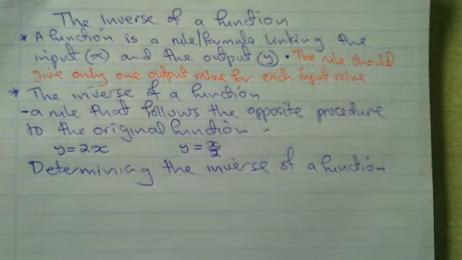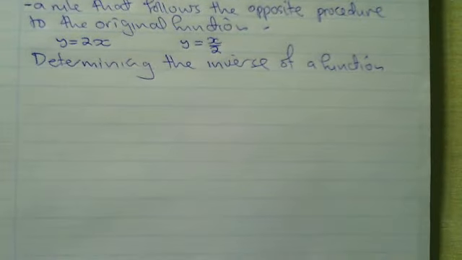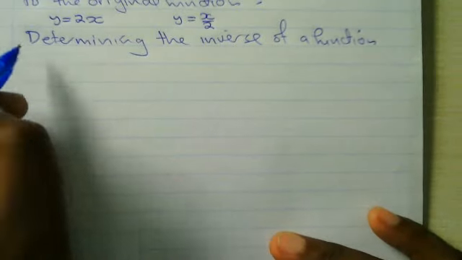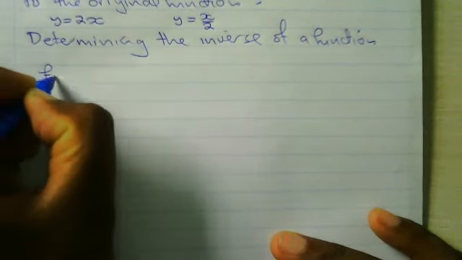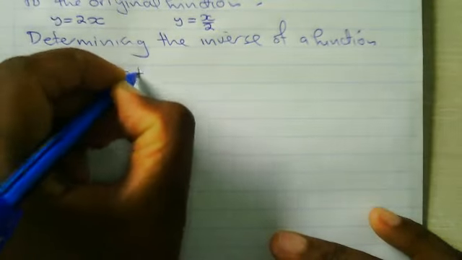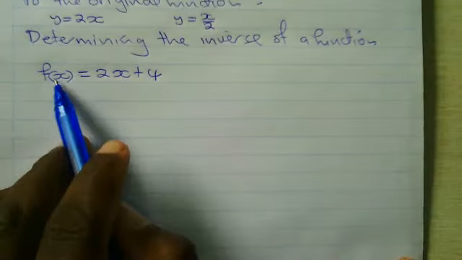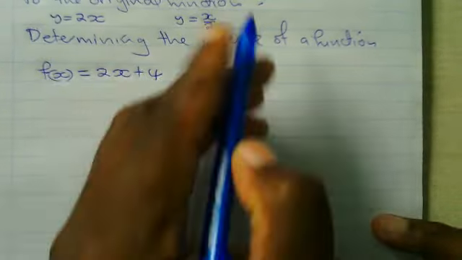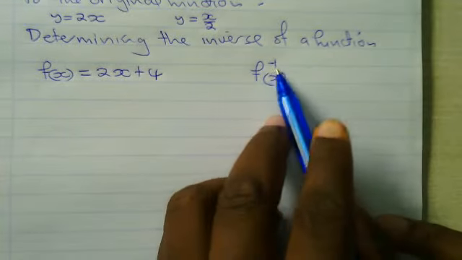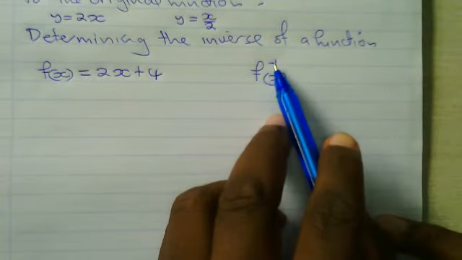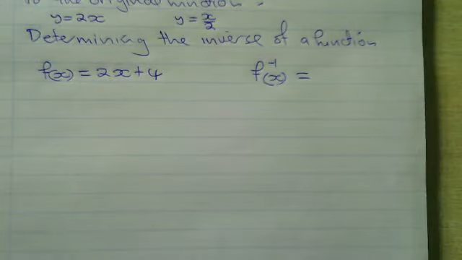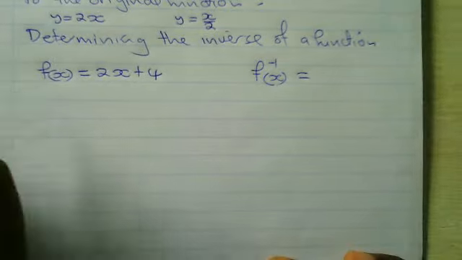Now, how do we determine the inverse of a function? There are a few steps that we can follow. For example, we have f of x is equal to 2x plus 4. This is the notation for a function, and then the notation for the inverse is f raised to negative 1. So this is the inverse function.